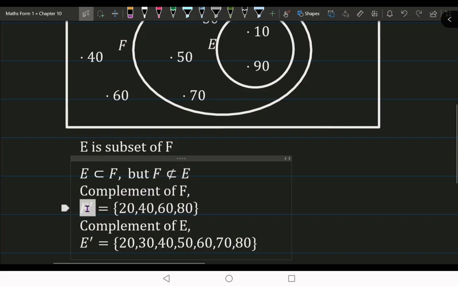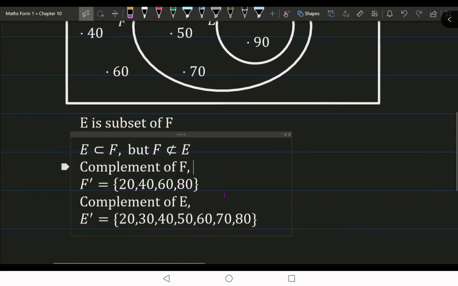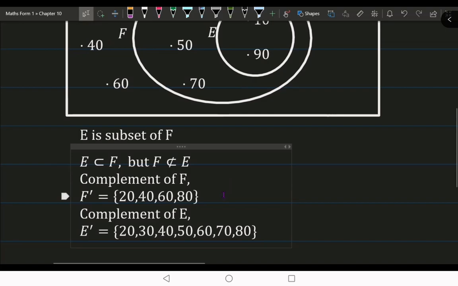For complement, we use the symbol F prime or E prime, meaning the complement of set E or the complement of set F. Using this symbol, there is no wording, just F prime. You need to understand that F prime refers to the complement of set F.